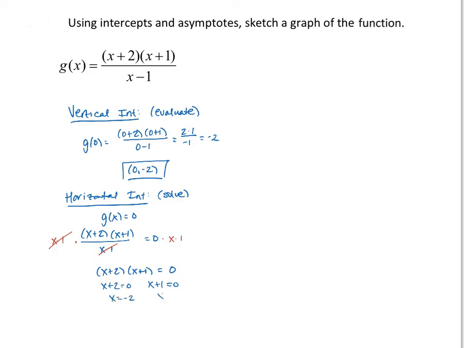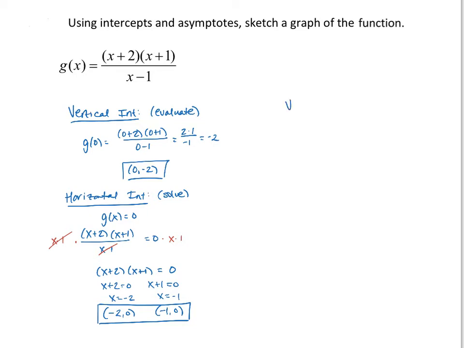So we have two values of x. This corresponds to two horizontal intercepts. So we have the points (negative 2, 0) and (negative 1, 0). So we have our horizontal and vertical intercepts. Now let's switch over to horizontal and vertical asymptotes.